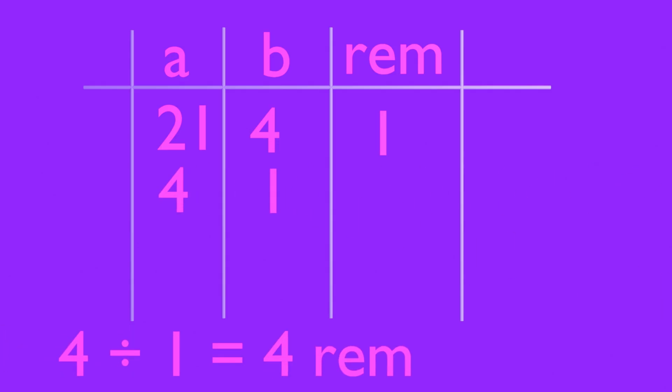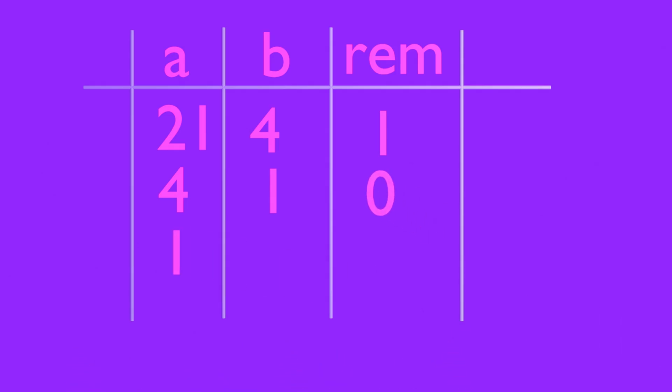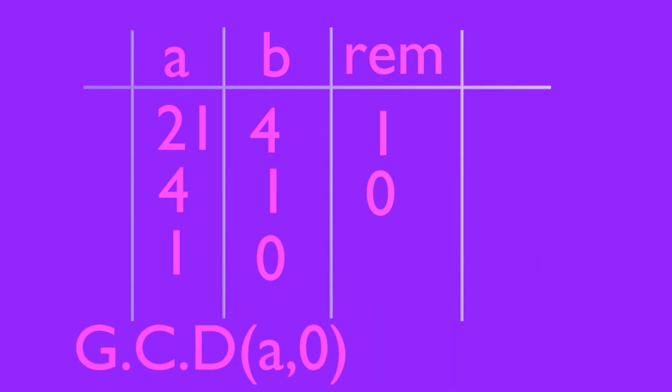How? It does it by upgrading from repeated subtraction to repeated division till we get a remainder of 0. And this makes the GCD the divisor b. So here we would get 4 divided by 1, where 1 divides it perfectly with a remainder of 0. And in the next step, we find the GCD of 1 and 0. The GCD of any number a and 0 is always going to be a.